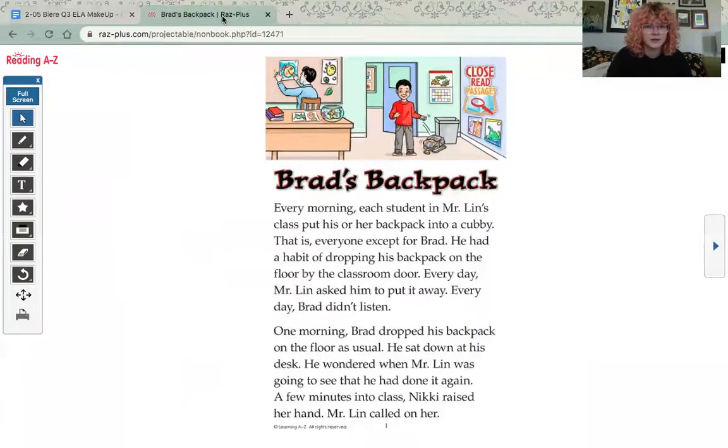All right, let's go ahead and read together. Our text today is Brad's Backpack, and it is a story. Remember, you need to pick a story or narrative to be able to do a story map, so don't choose a nonfiction text or informational text. You want to choose one that's a story. All right, here we go.